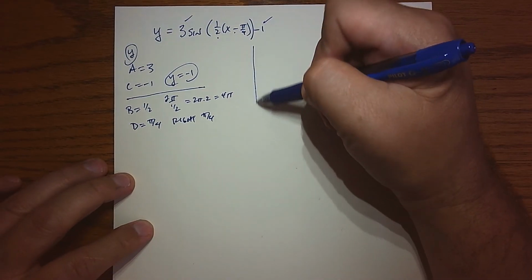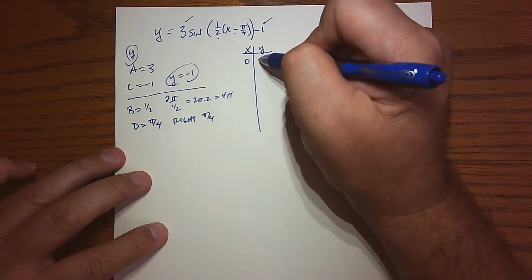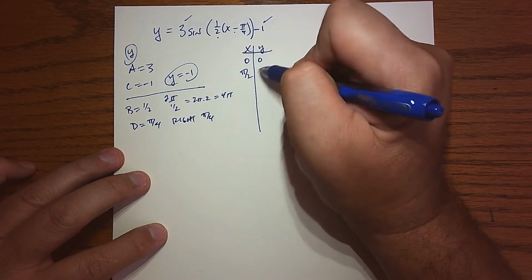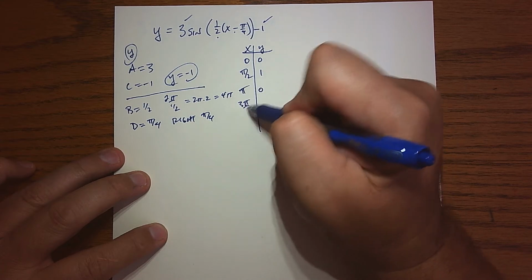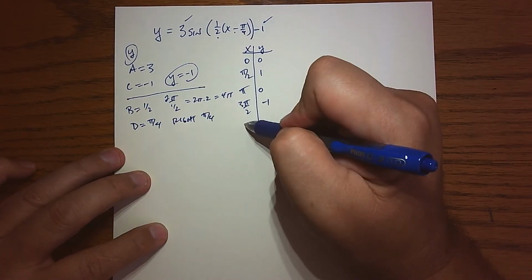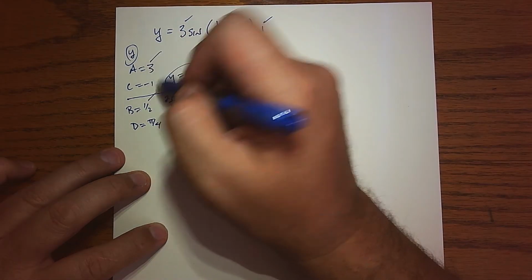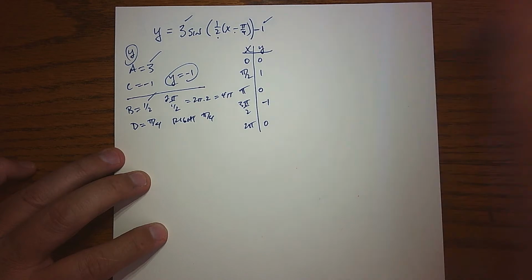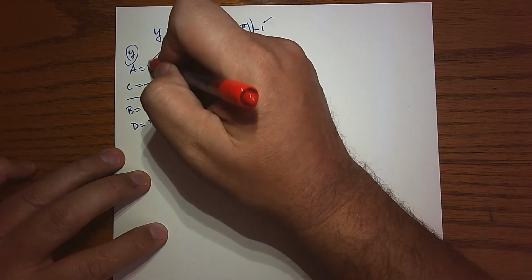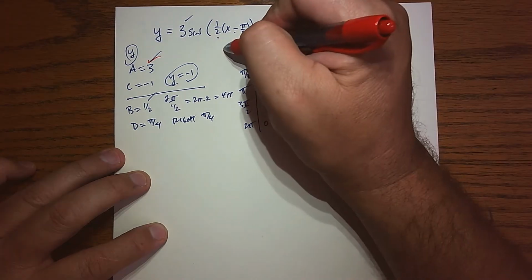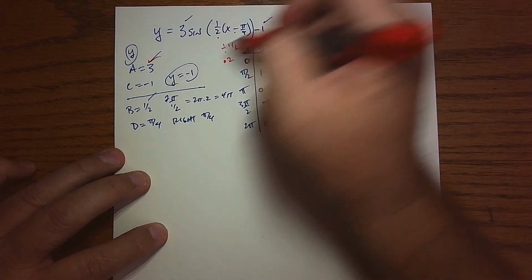So, manipulating our data. For a sine graph, the main core data are (0, 0), (pi over 2, 1), (pi, 0), (3 pi over 2, -1), and (2 pi, 0). We're first going to do our multiplications and divisions. We're going to take all our y values and multiply them by 3, because that's what A is. We're going to take all our x values and divide them by 1/2, which is basically multiplying them by 2.